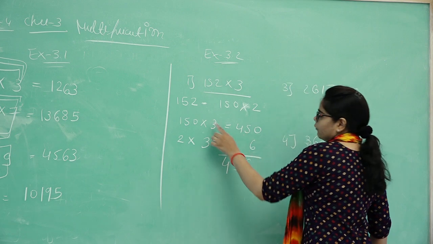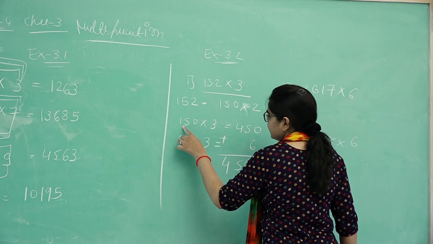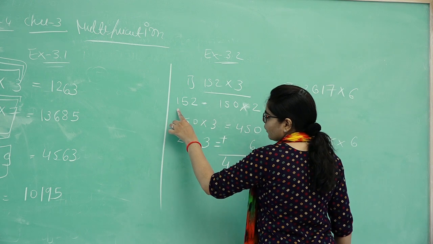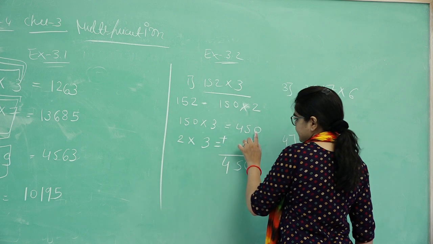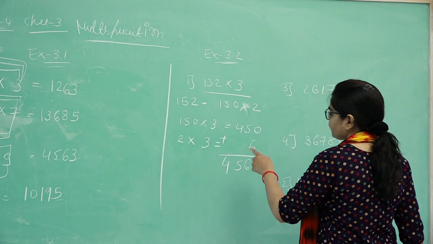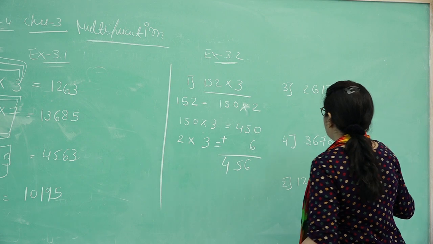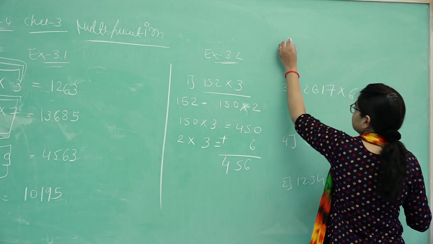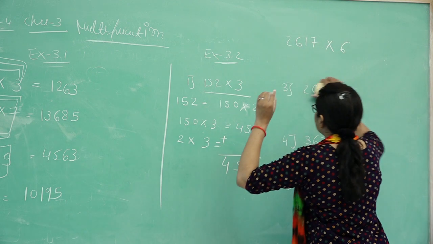150 into 3 means 3 zeros are 0 here. 5 3s are 15 means 5 here. 1 carry over. 3 1s are 3 plus 1, 4. And 2 into 3 means 6. Then 450 plus 6 is equal to 456. Then our second example, 2617 into 6.